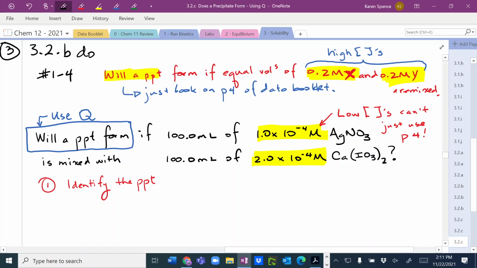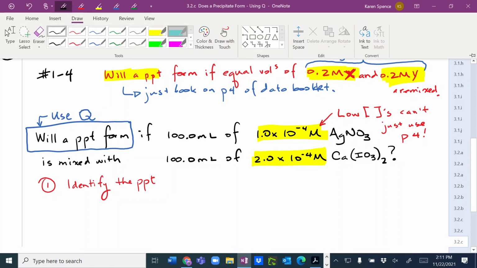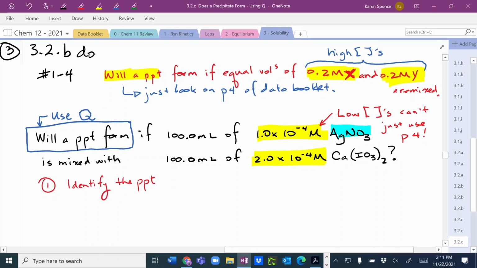And in order to do that, you need to look at your original 2 salts, because we have not just one compound, but 2 compounds. So we're not looking at silver nitrate and we're not looking at calcium iodate, not really. What would the precipitate be if we mixed those 2?